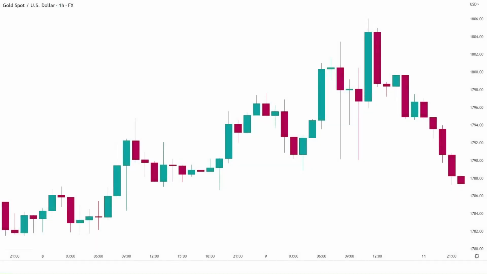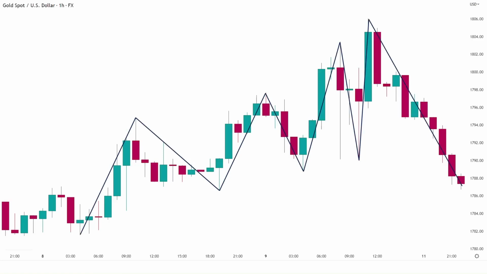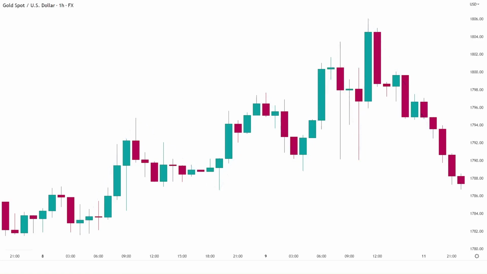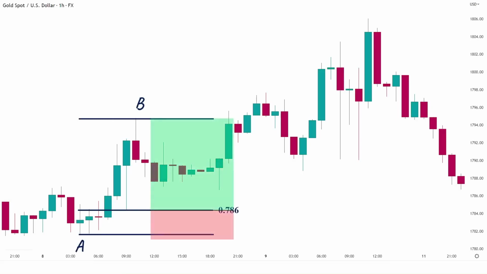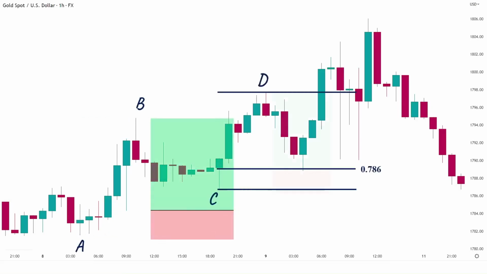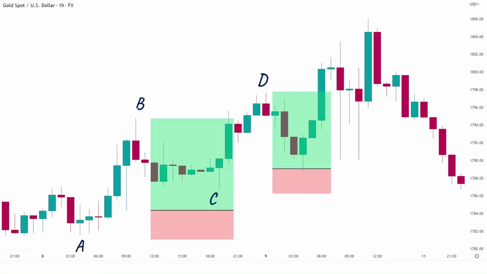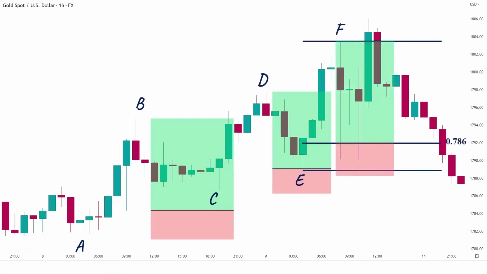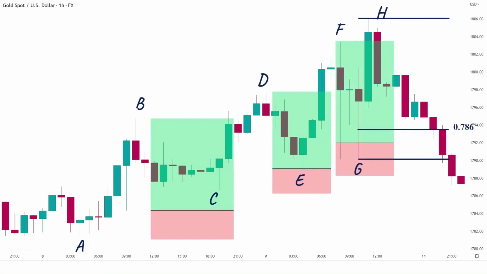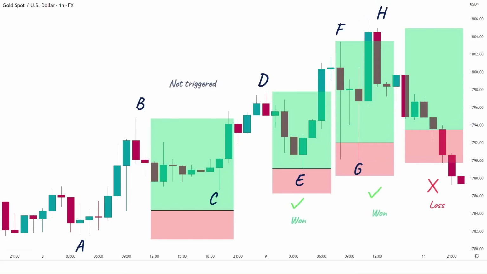Here on the gold 1-hour time frame, we had an obvious uptrend. We had a series of impulsive and corrective moves, and this is how we could apply the 786 Fibonacci retracement setup. Since our risk-to-reward ratio is 1:3, a winning trade can basically wash away 3 losing ones.